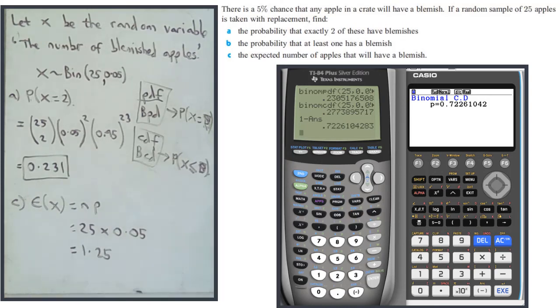1.25. So that means that you would expect 1.25 apples to be blemished, which obviously is impossible for 1.25 apples to be blemished. But say you had a giant sample, or you kept doing these samples week after week after week, on average you would expect this many blemished apples per 25 apples.